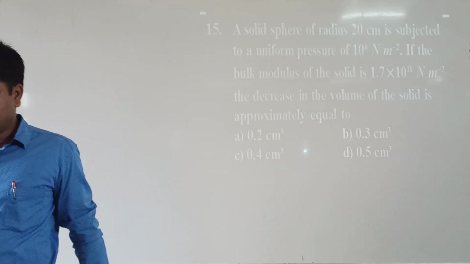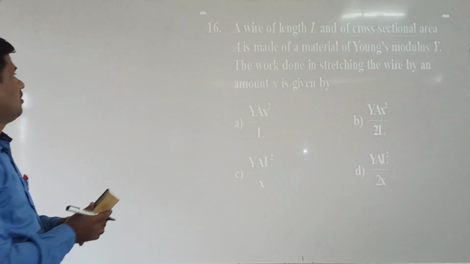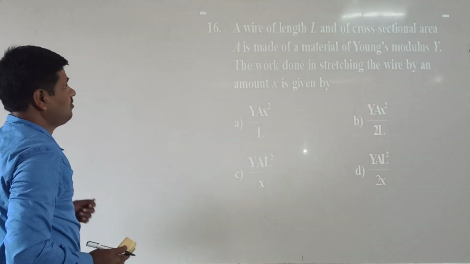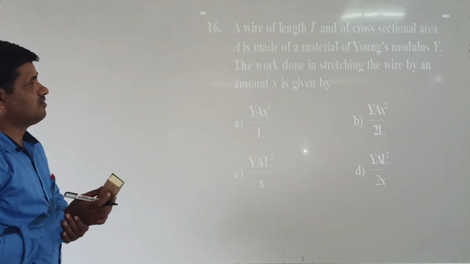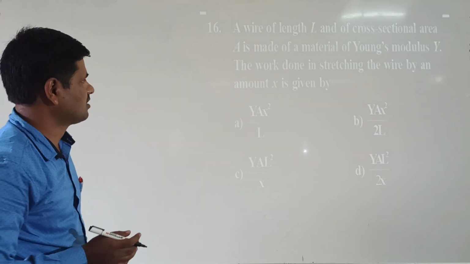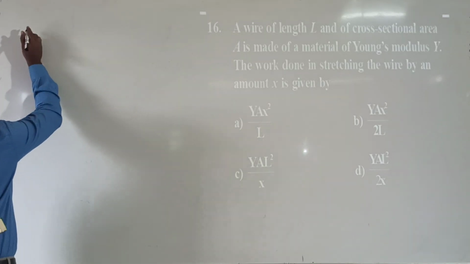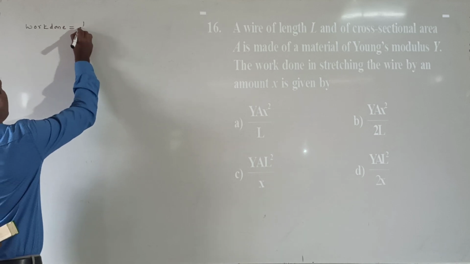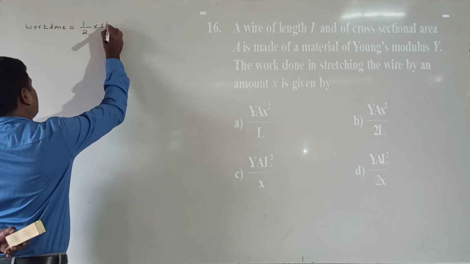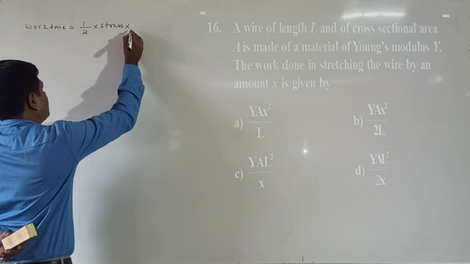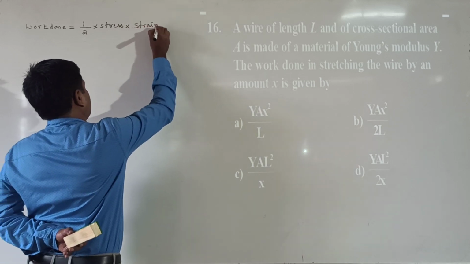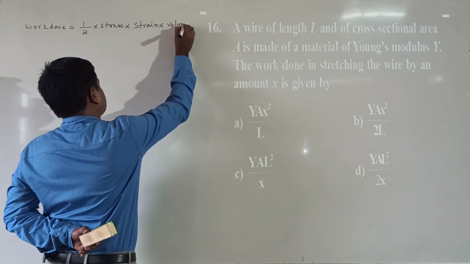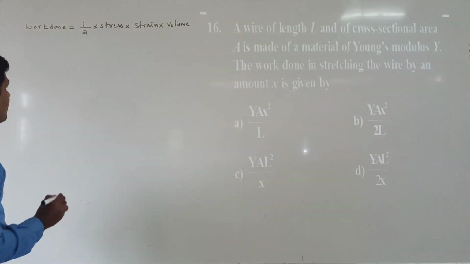Next we come to the 16th question. The length and cross sectional area are given, Young modulus is given, and work done is asked here. Work done is equal to half into stress into strain into volume. In terms of the Young modulus they are asking.